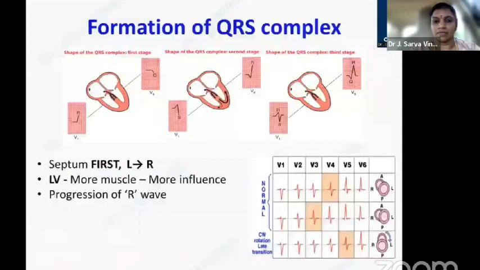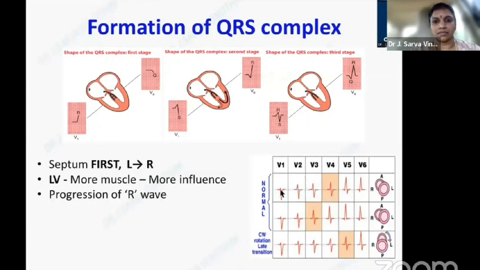How is a QRS complex actually formed? The initial depolarization forms the first stage of the QRS complex, and the initial depolarization occurs first in the septum. It occurs from the left to the right. So it records as a positive deflection in V1 and a negative deflection in V6. Then, because the left ventricle has more muscle, the left ventricle has more influence. So the right and the left bundle branches transmit the depolarization current, but because the left ventricle has more muscle, that has more influence. So we see the recording as a predominant negative deflection in V1 and predominant positive deflection in V6, and ultimately it returns to the baseline.